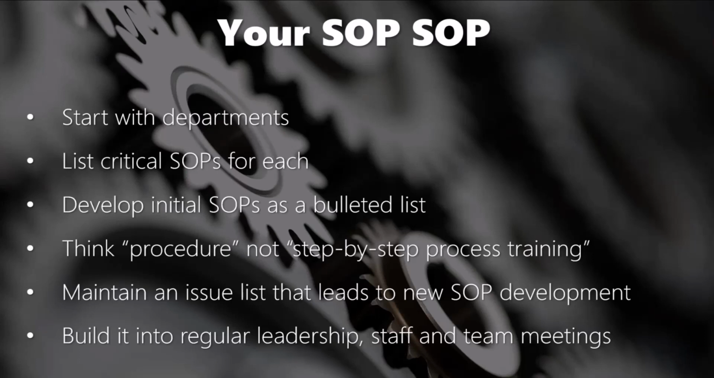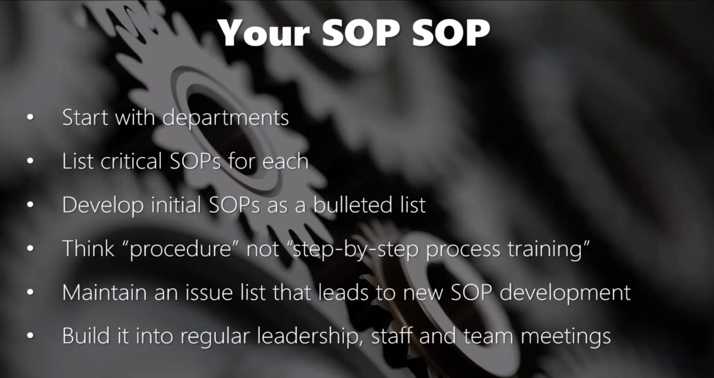Maintain an issue list. If you were with us in the last session we did, go remember that. And if you weren't, go watch that. We talked about better meetings with Microsoft 365 and Dynamics. We talked a lot about an issue list. That is a big part of SOP development. Identify problems in your issue list. A lot of those get fixed by going to your SOPs and either fixing the SOP or creating a new SOP. And build SOPs into your regular leadership staff and team meetings, right?